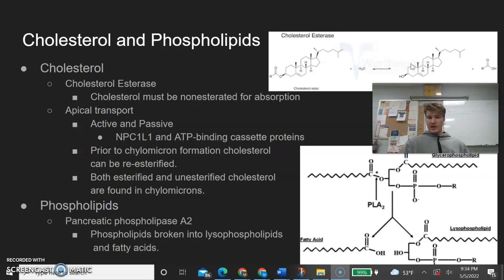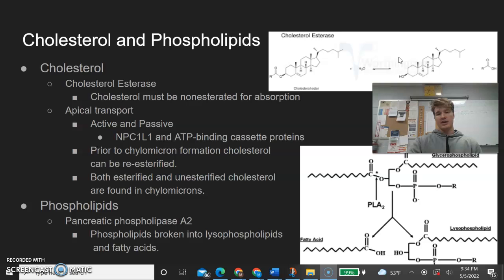And then through the apical transport, how we get across that apical membrane, it's been debated whether it's passive or active transport, but newer studies have shown that it's more active due to the high efficiency of cholesterol that the small intestine can absorb. We think it's predominantly active. I list two different transporters here, NPC1L1 and ATP binding cassette proteins, both actively transport cholesterol into the enterocyte.